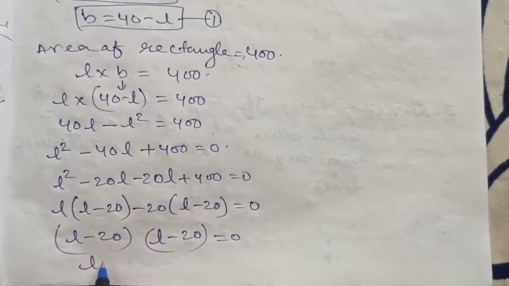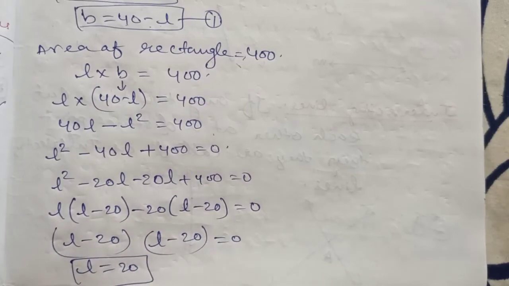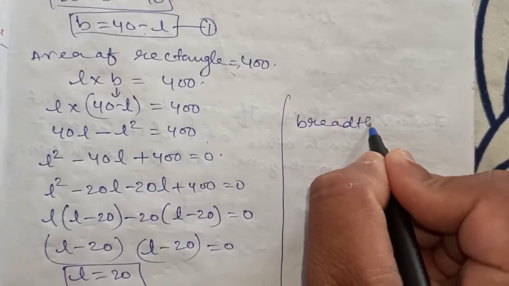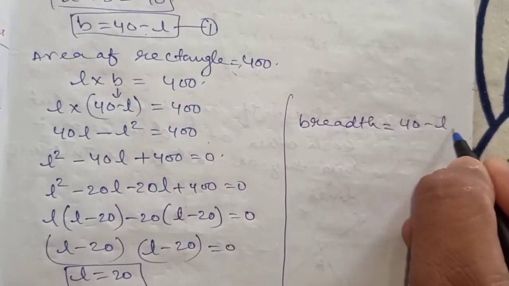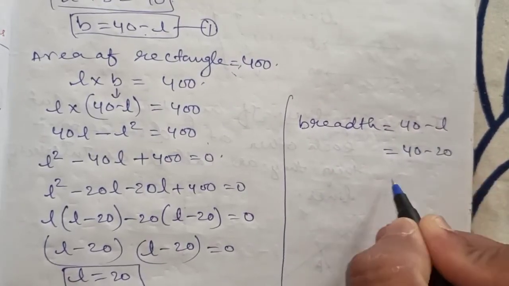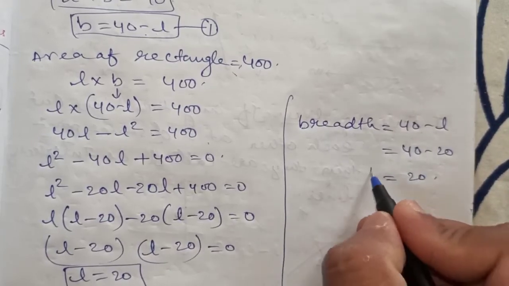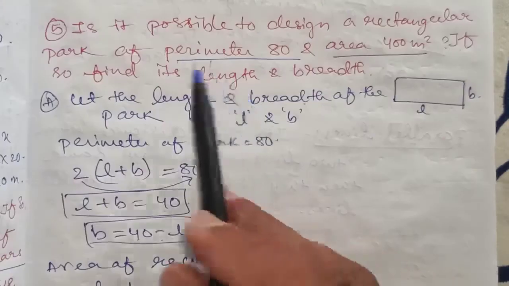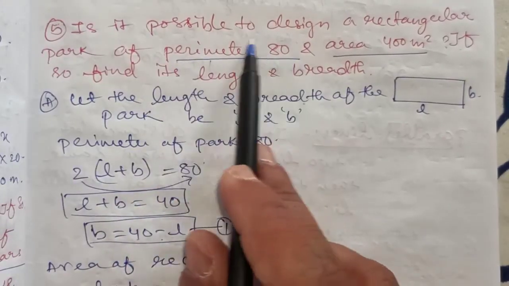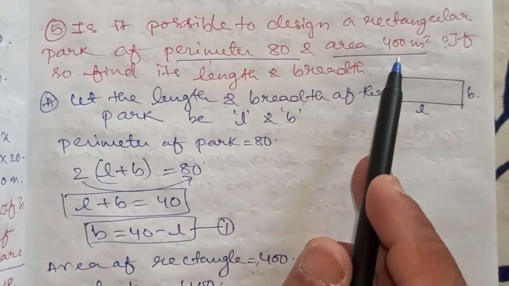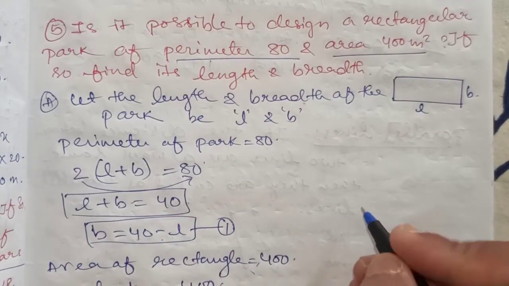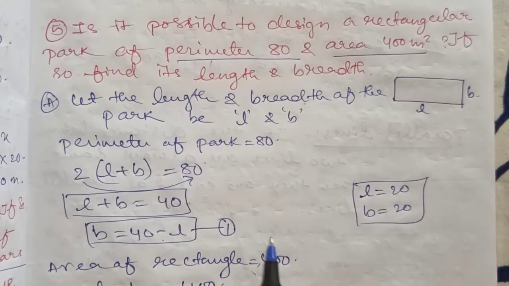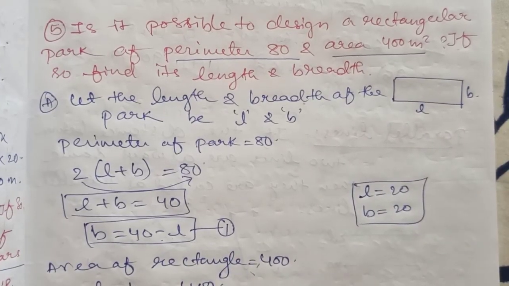So both the values of L are 20. Length we got. Breadth will be 40 minus L, that means 40 minus 20, so breadth we will get 20. So length is 20 as well as breadth is also 20. So yes, this situation is possible where perimeter is 80 and area of rectangle is 400, by getting L equals 20 as well as B equals 20. In this way we can get the answer.